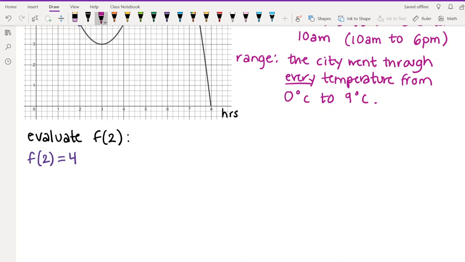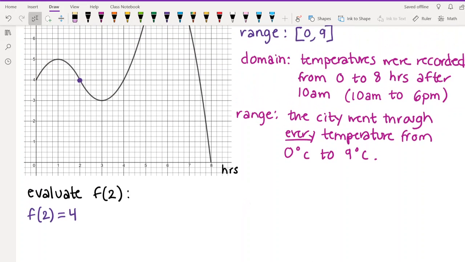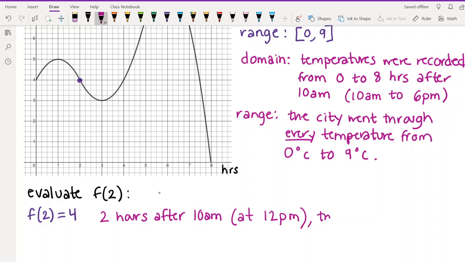So what does this tell us in terms of this situation? Well, remember that t, our input, represents the number of hours after 10 a.m. So this means that 2 hours after 10 a.m., so that would be at 12 p.m., right, at noon, the temperature is 4 degrees Celsius, right? Because the input is the time and the output is the temperature.